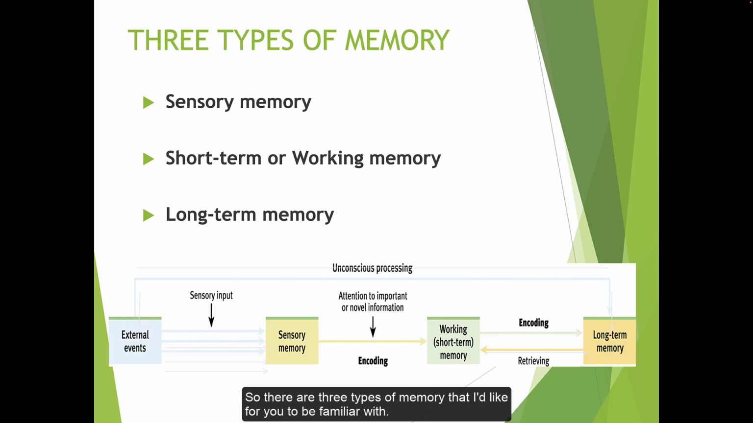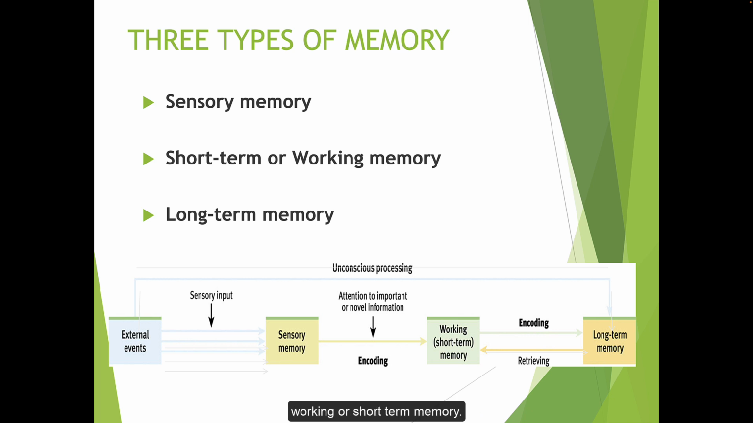So there are 3 types of memory that I'd like for you to be familiar with. That is sensory memory, short-term or working memory, and long-term. With regard to sensory memory, this is information that we take in through the senses. And from there, if we focus or pay attention to that information, it will actually go into working or short-term memory. If we choose to encode that information, make meaning of it in some way, then it gets stored into long-term memory for more permanent storage.